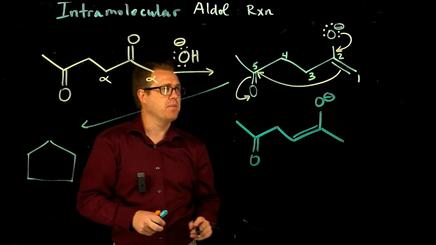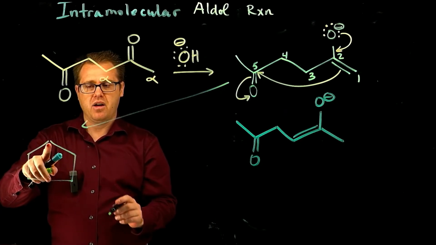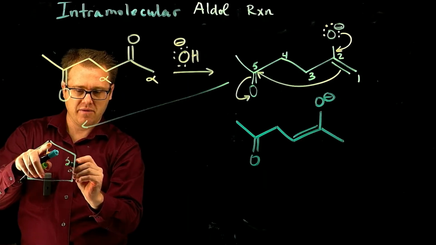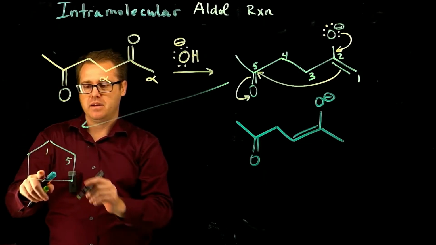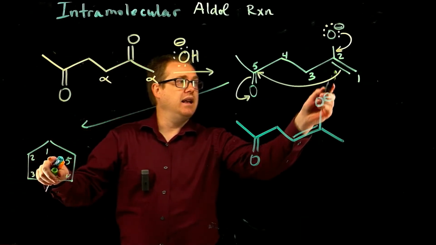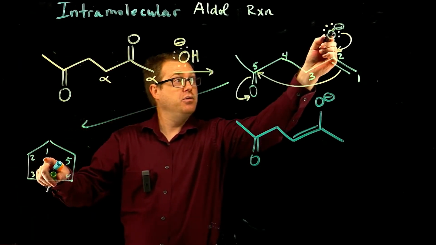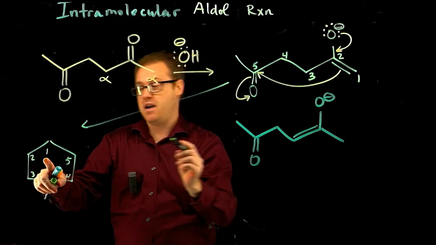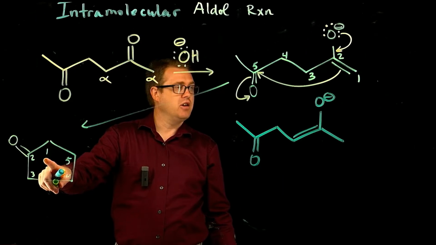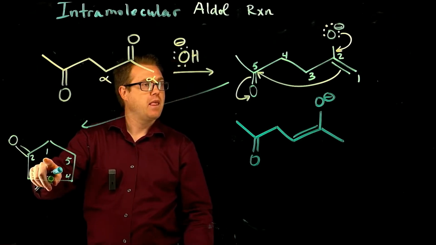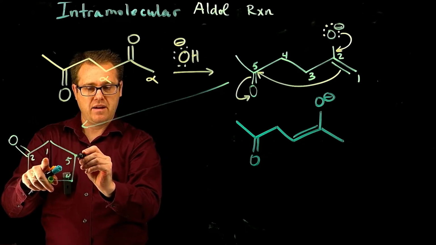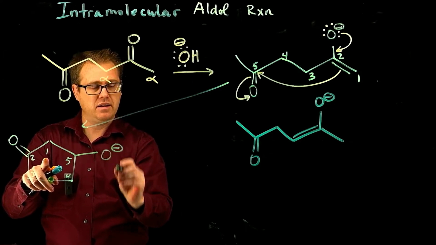That's how I would start. And if I call this carbon 1, then I know carbon 1 has to form a bond with carbon 5. Okay? And then that's 2, 3, and 4. So I see that on carbon 2, those electrons collapse back down. So I have a ketone right there on carbon 2.